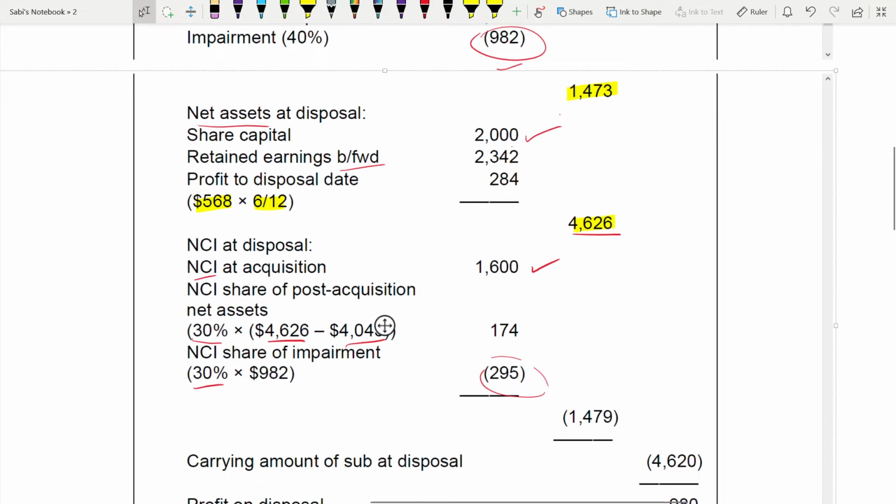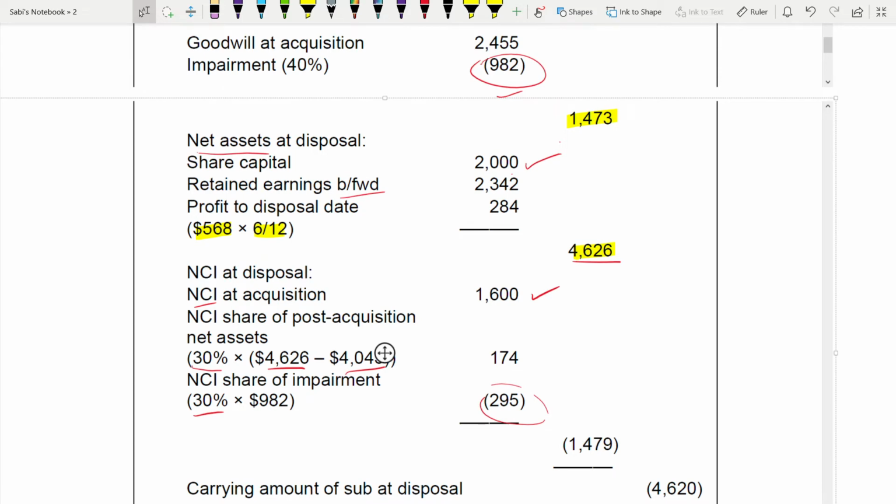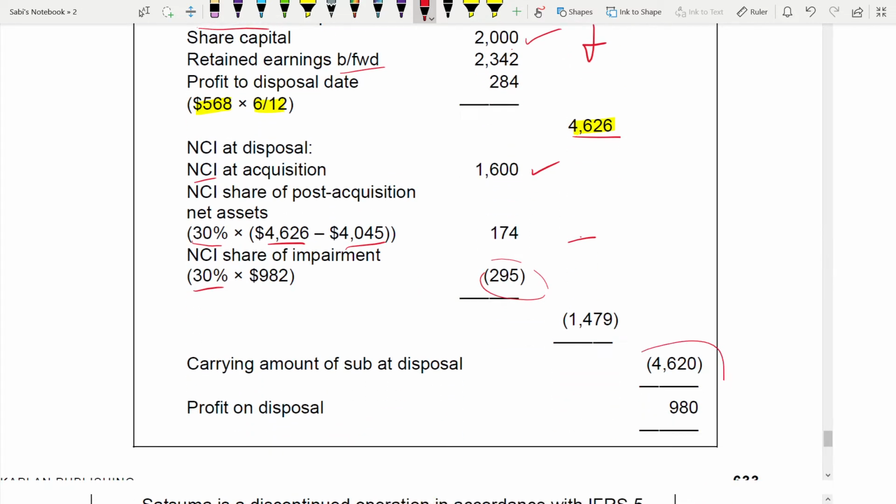and deduct. So in the second column, you add these both and deduct your NCI. Add goodwill and net asset, deduct NCI. And that total you take in the outer column, this one, and deduct it from your sale proceeds. Sale proceeds is 5.6 million. So sale proceeds is higher than this carrying amount. Therefore, it's a profit on disposal, 980.